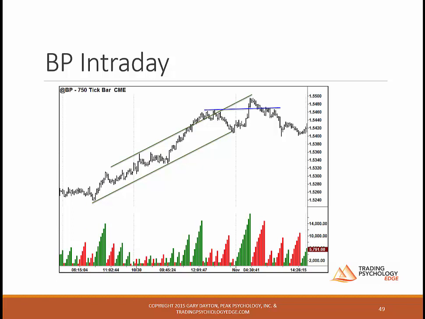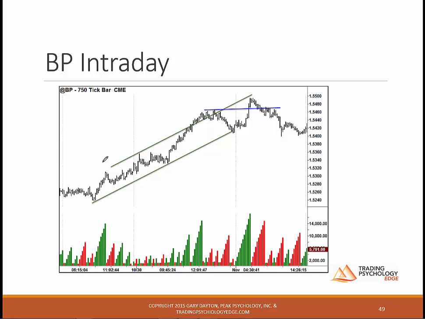Just to orient you here, when I look at intraday charts, I like to use tick charts because they compress the overnight data, and now I get good, smooth charts. If this were just a 5-minute, 10-minute, or 15-minute chart, which this roughly equates to, you wouldn't be able to draw these trend channels and stuff so nicely. That's the value of using ticks.